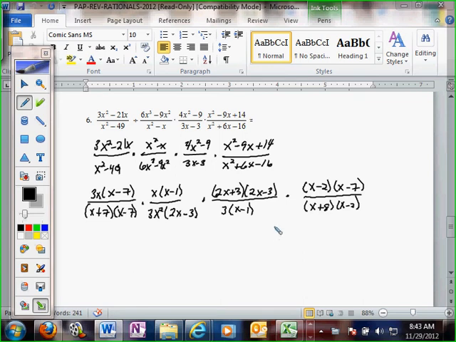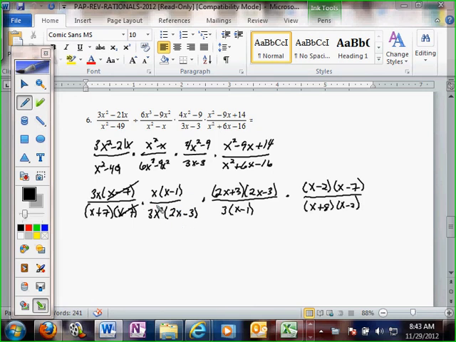At this point, it doesn't matter if you look at cross reducing first or top to bottom reducing first. As a matter of fact, you can probably just get it done by looking at cross reducing first. I mean, you can get it done both ways. Let's just look at some top to bottom stuff first. If I look at this first fraction, I see that I have an x minus 7 on top and on bottom. They cancel. They're gone.